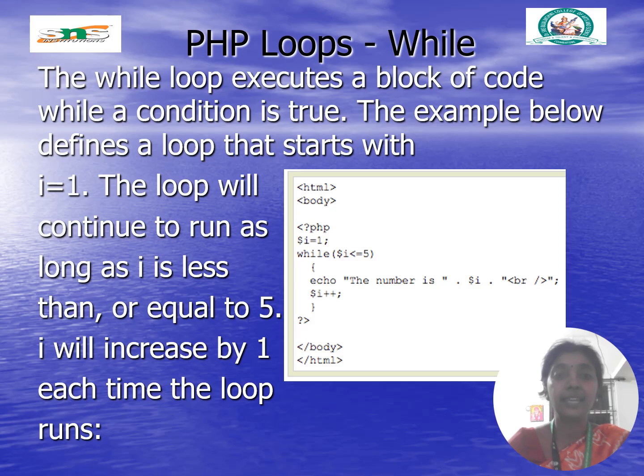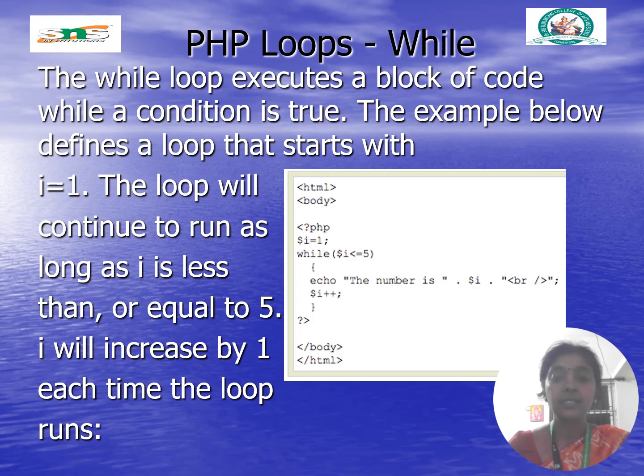Here while loop is an entry control loop. It will check the condition while entering into the loop. In this example, we are using I is equal to 1 in PHP. We are initializing I as a variable, storing integer number 1. Here we are checking I is less than 5. If the condition is true, yes, it is true, then it will print the number as I.